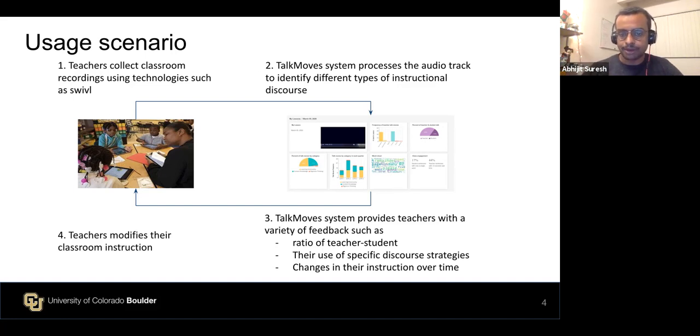One example of such feedback would be the ratio of teacher to student utterances, which is nothing but the number of sentences spoken by the teacher and the number of sentences spoken by the students for an individual classroom episode. Using this feedback, we help teachers modify their classroom instruction to include more talk moves in their future classroom sessions.